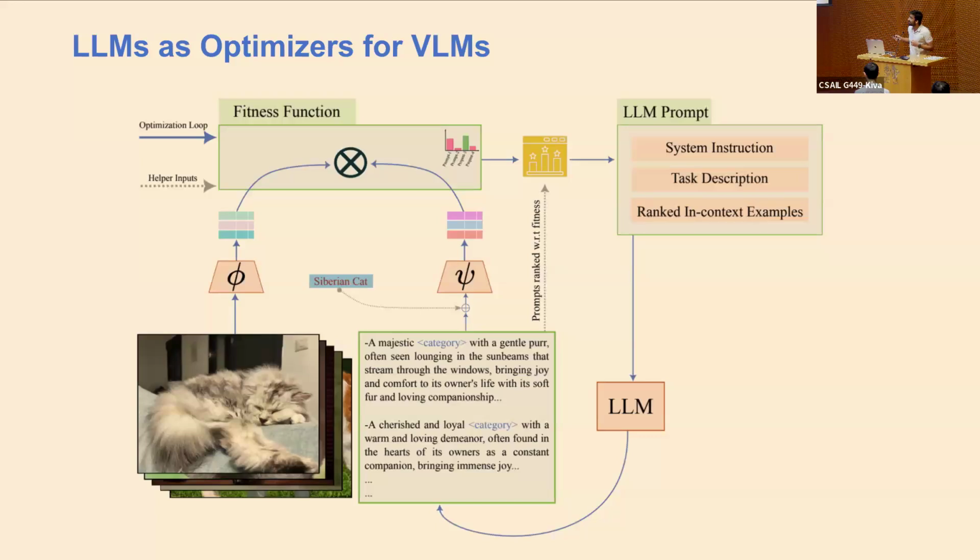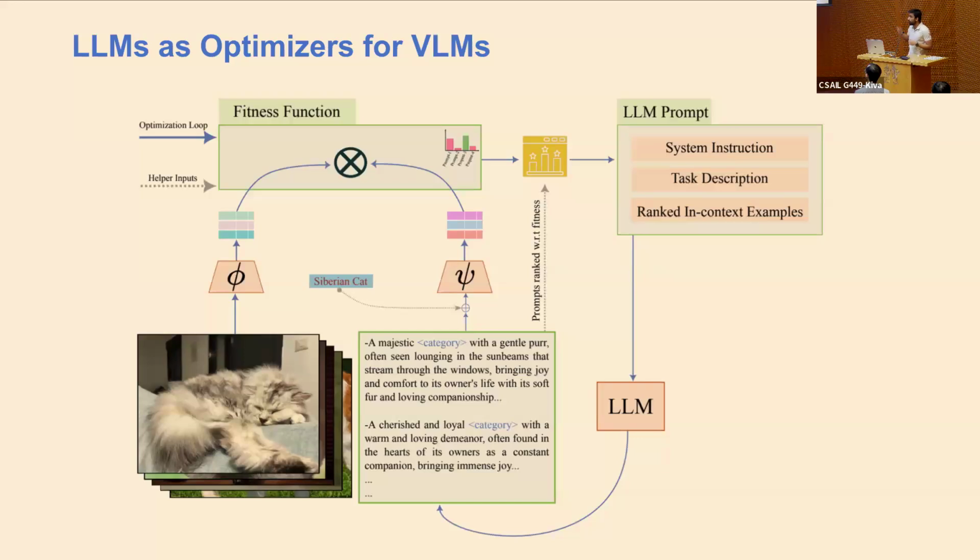Now these prompts are actually fed as ranked in context examples. By ranked in context examples, I mean that we provide the top n and the bottom n prompts to instruct the LLM, to give it some notion that these are the language patterns preferred by my downstream VLM, because we have to remember that this VLM is not really connected to this LLM in any other fashion other than these in context examples.